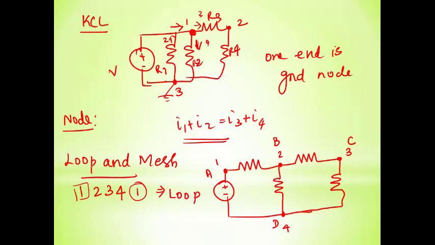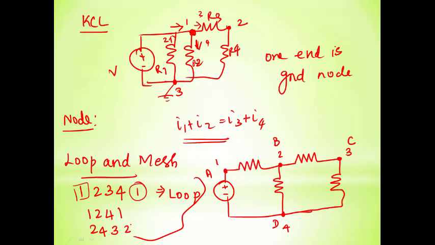Both loop and mesh are parts of the circuit only. Again, I can say 1, 2, 4, 1 is also a loop, and 2, 4, 3, 2 is also a loop. So we have 3 loops here: 1, 2, 3, 4, 1; 1, 2, 4, 1; and 2, 4, 3, 2.